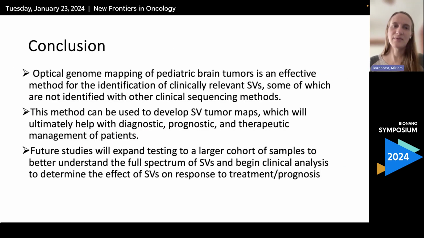So in conclusion, optical genome mapping of pediatric brain tumors is an effective method for the identification of clinically relevant structural variants, some of which are not identified with other clinical sequencing methods. As we showed, about 20% can be identified that were not found in clinical sequencing methods. This method can be used to develop structural variant tumor maps, which will really help with diagnostic, prognostic, and therapeutic management of patients. Future studies will expand testing to a larger cohort of samples to better understand the full spectrum of the structural variants and begin clinical analysis to determine the effect of these structural variants on response to treatment and prognosis.